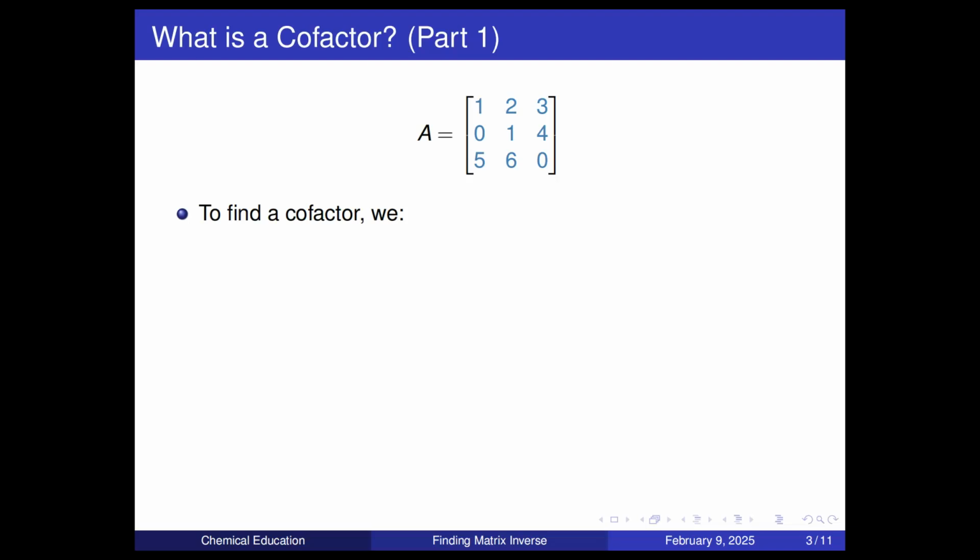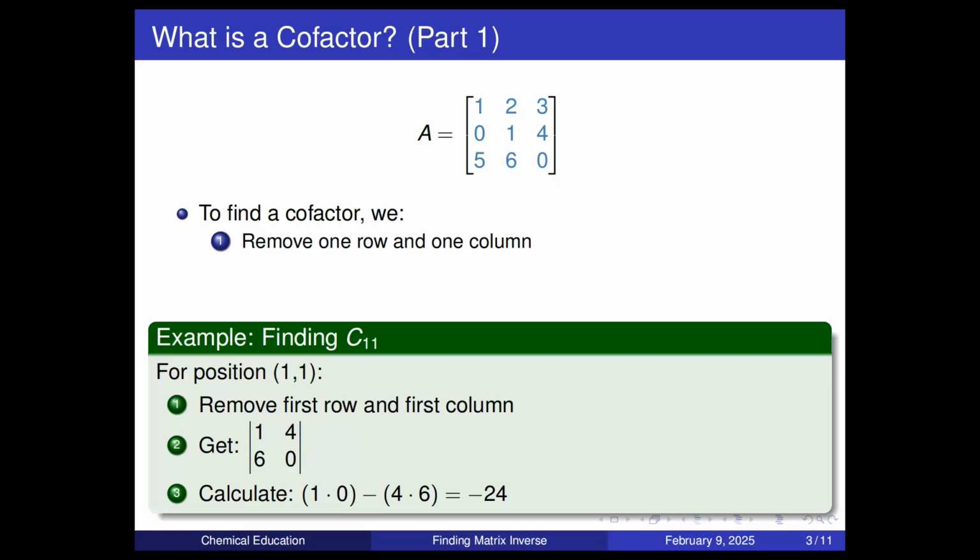So first, what is cofactor? To find a cofactor, we first remove one row and one column. So this row and this column we have to remove, and we will have that 2 by 2 matrix 1, 4, 6, 0. So example here, finding cofactor C11. For position 1, 1, remove first row and first column. So we will get 1, 4, 6, 0. That is the 2 by 2 matrix, and then we have to find out the determinant. So here determinant we can easily calculate. That is 1 into 0 minus 4 into 6, that is minus 24.